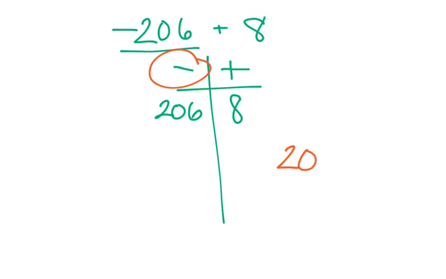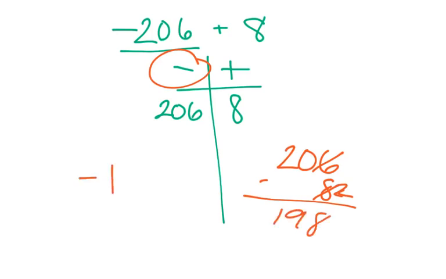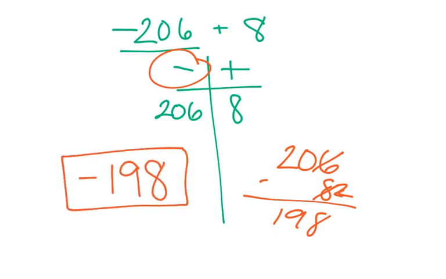They won by, well, that would leave me with 198 points. And the negative team won, so the answer is negative 198.